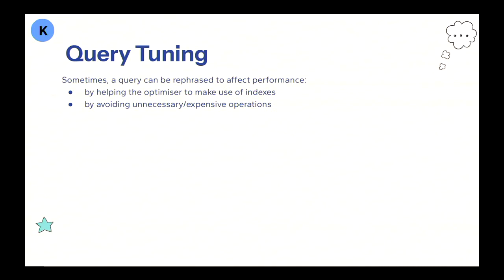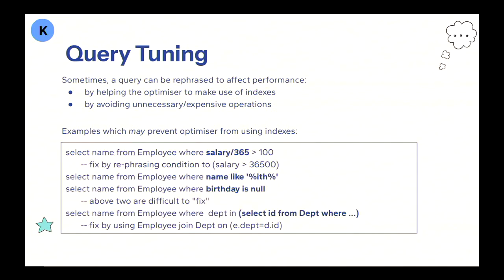So the first one is, of course, to avoid those unnecessary or very expensive operations, like the unnecessary queries introduced by correlated subqueries. Or it could actually help the optimizer to make use of the indexes. So we can encourage the DBMS to use indexes. And here are some examples. Here are some bad examples actually, which may prevent optimizers from using indexes.